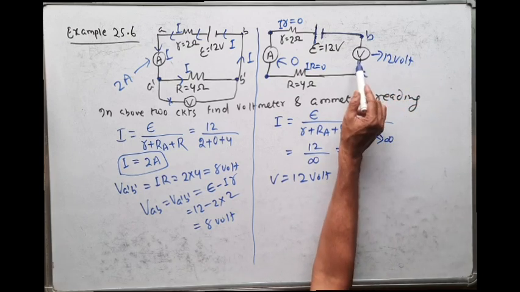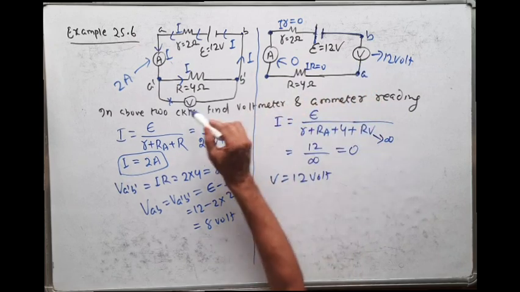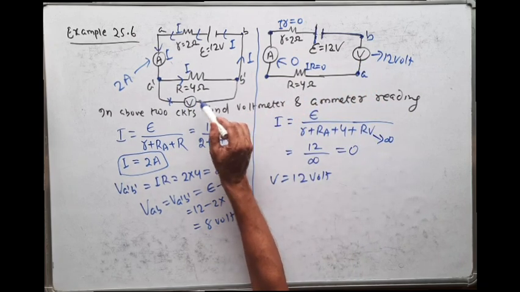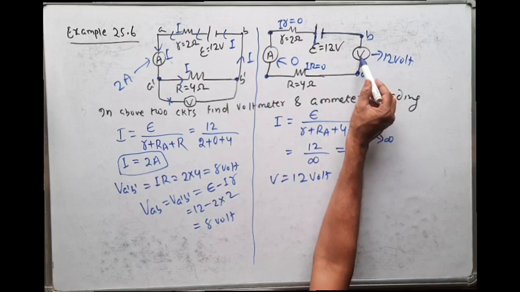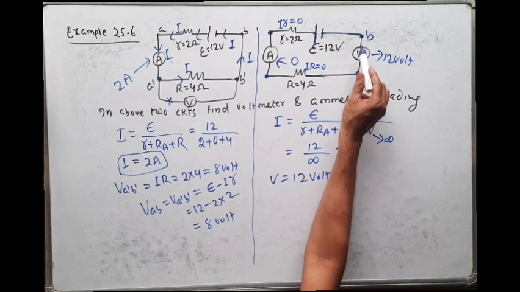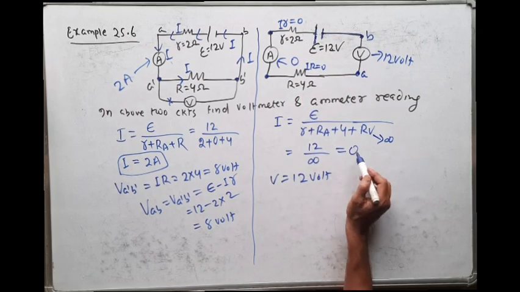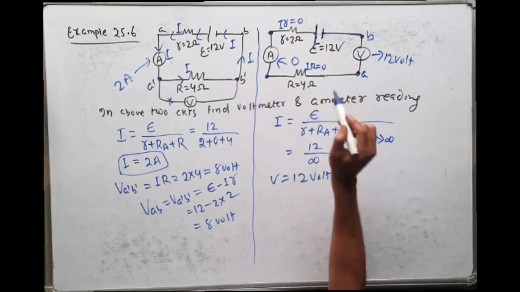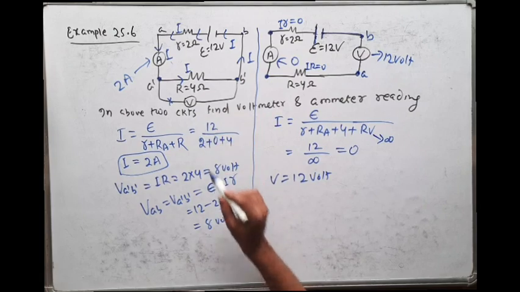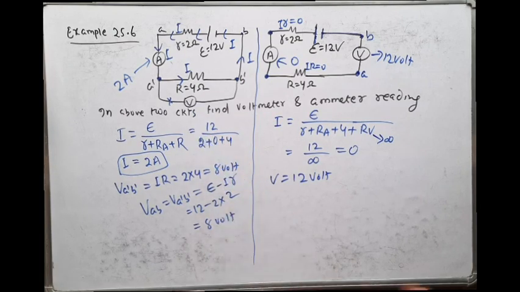So then what is the problem here? Generally we say voltmeter is always connected in parallel, but here voltmeter is connected in series. If we connect voltmeter in series, the total current will be 0. So no current will flow through the load. So that is why we always connect voltmeter in parallel.